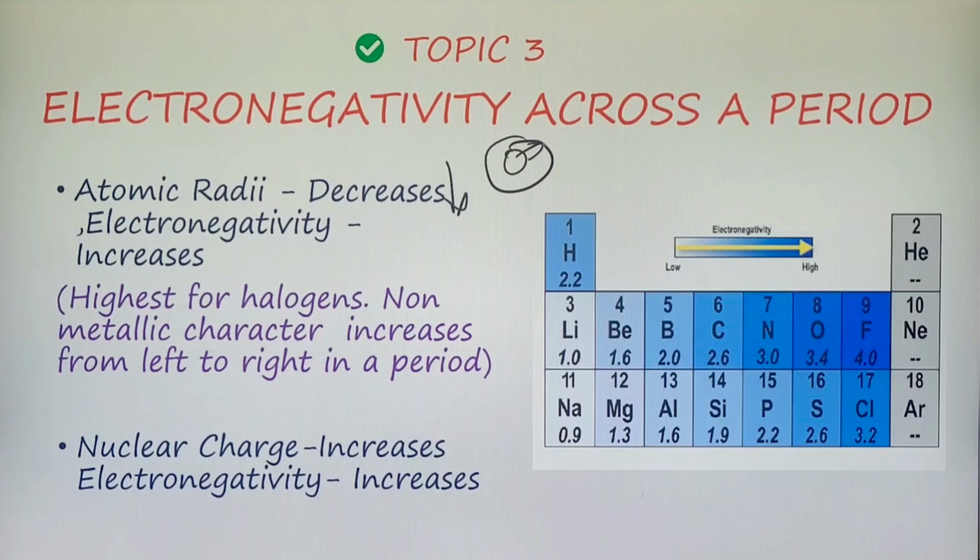As the size decreases, the nucleus is very much closer to the electron. So what happens here, children? The electronegativity will increase, more electrons. Am I clear? The second one is nuclear charge.